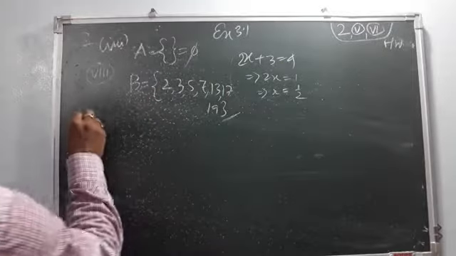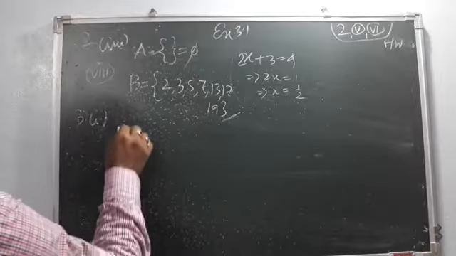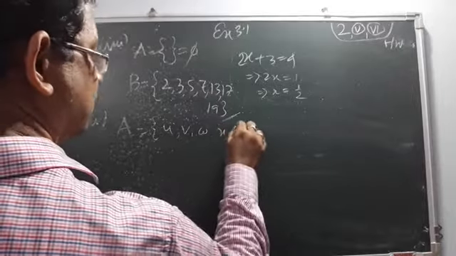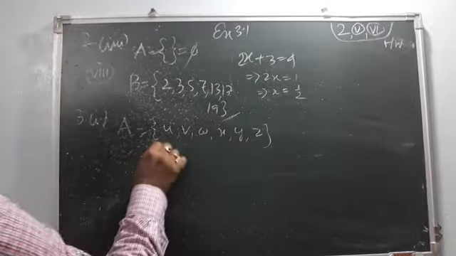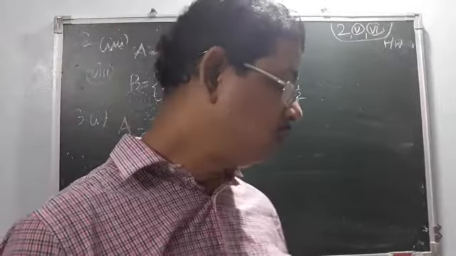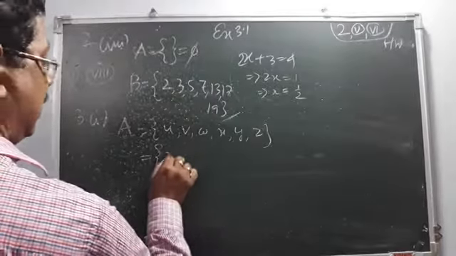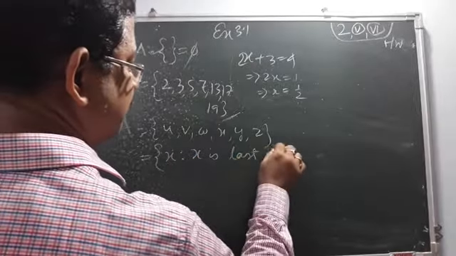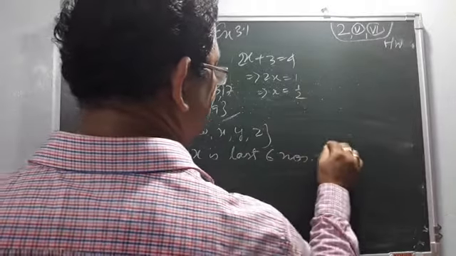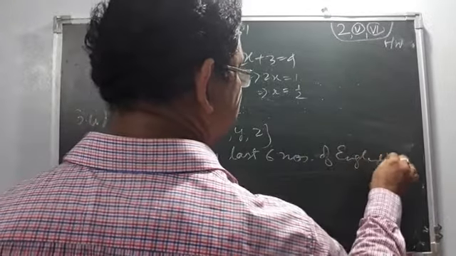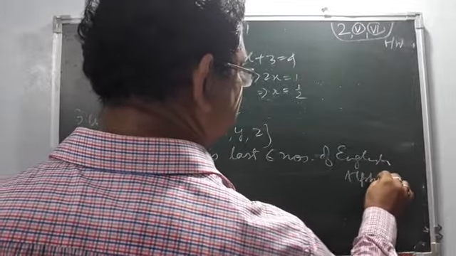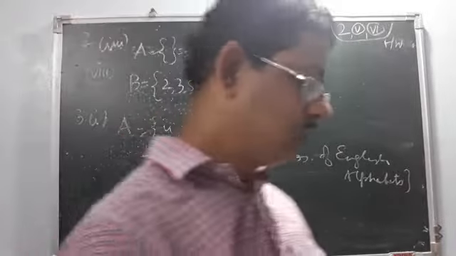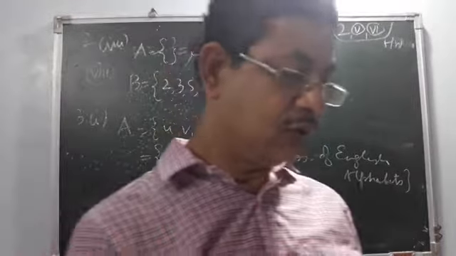Here A is given: U, V, W, X, Y, Z. We have to write in set builder form. How to write? We will write x such that x is the last 6 letters of the English alphabet. So we can write in this way.